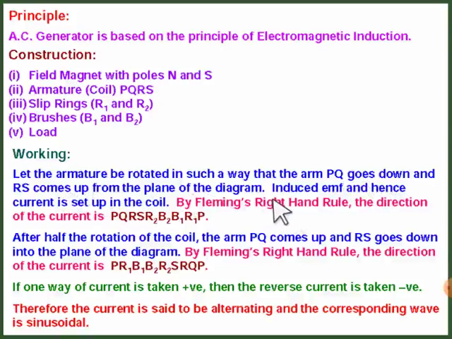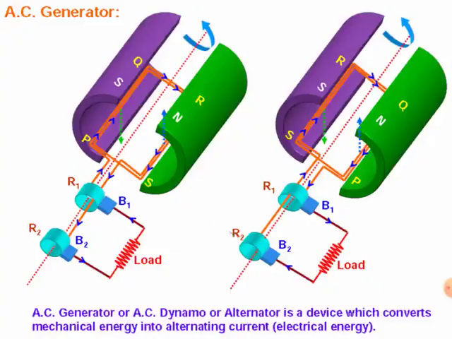So induced EMF will be developed or set up in the coil by applying Fleming's right hand rule or generator rule. The direction of the current will be PQ, RS, R2, B2, B1, R1, P, like that. That is what we have just seen. Okay, so what happened when this PQ is moving downward, your RS will come upward.